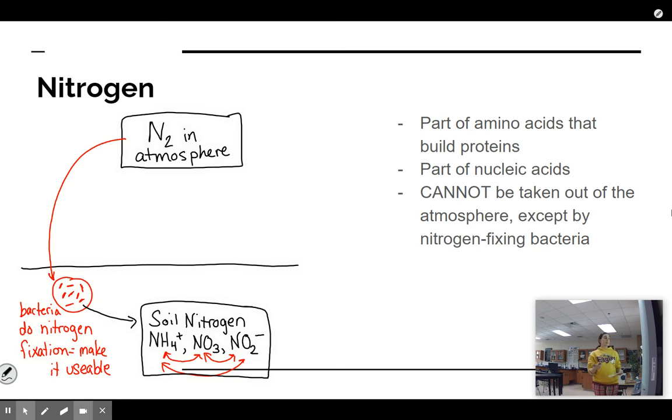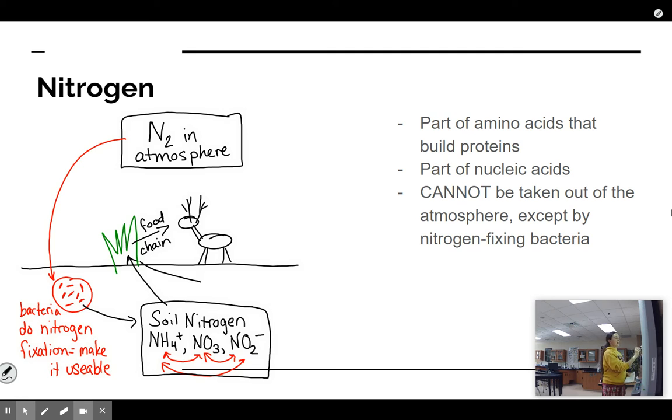And then once the nitrogen is in the soil, it can then be taken up by our plants that can use it to build their proteins and use it to build their nucleic acids. And from there, of course, it can move up the food chain. We get our nitrogen also from the food that we eat. So here's my lovely deer again. And also, again, when these living things die and decompose, a lot of decomposition also involves action of bacteria, and they release some of that nitrogen back into the soil.